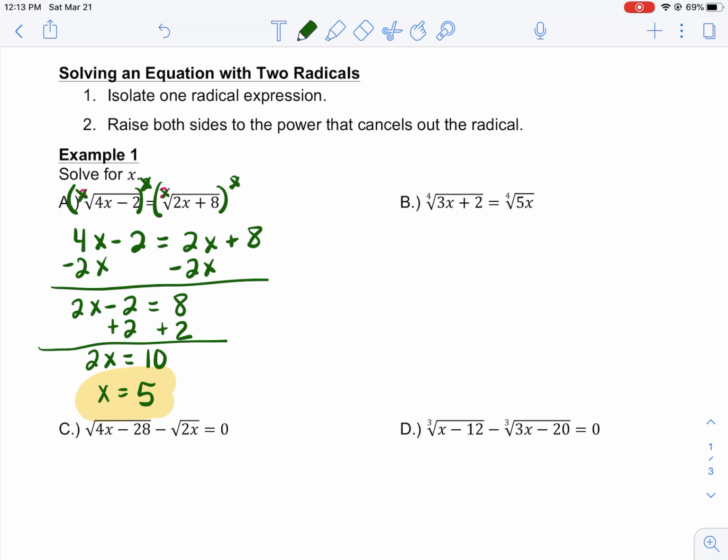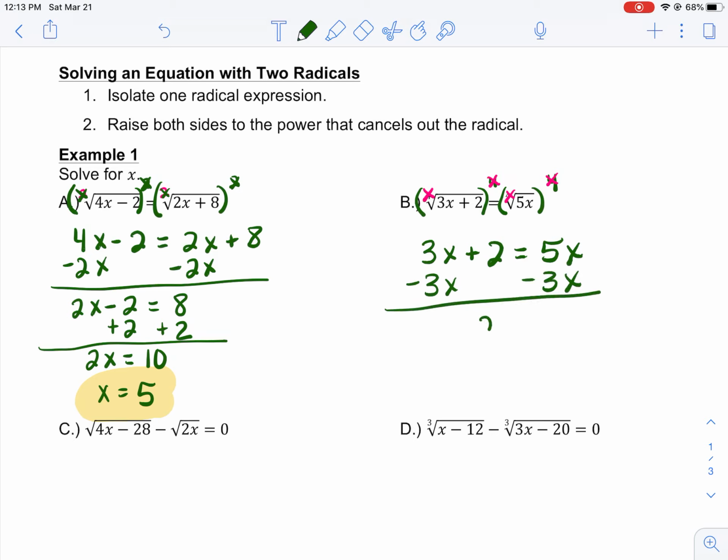We can't combine any of the expressions until we get rid of that fourth root. So we're going to raise both sides to the fourth power. When I raise that to the fourth power, this exponent cancels out this root. And so you lift the gate and we just get 3x plus 2 equals 5x. Then we subtract 3x from both sides, and we get 2 equals 2x, and then we divide both sides by 2, and x equals 1.